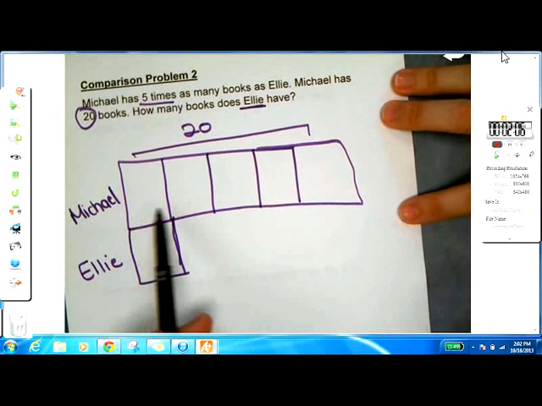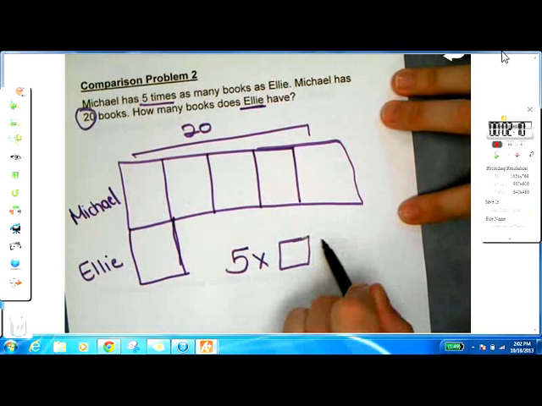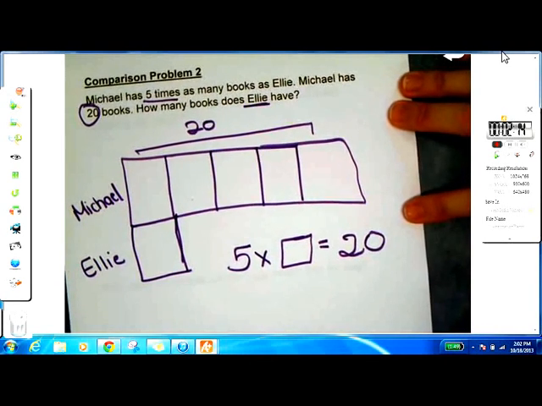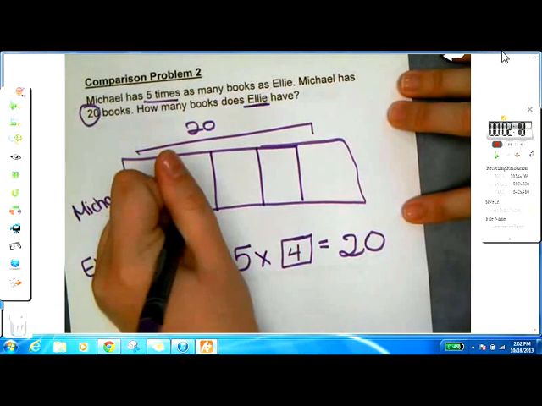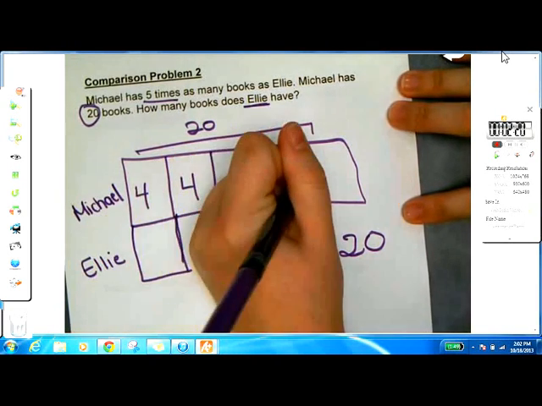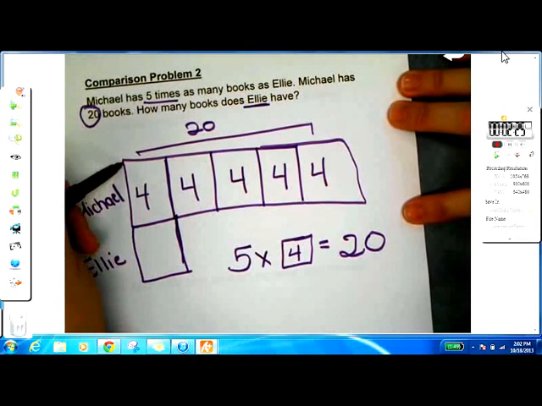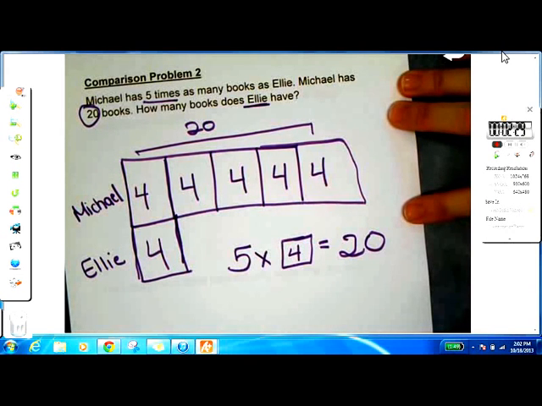We have 1, 2, 3, 4, 5 boxes times something has to equal 20 to be able to give Michael his 20 books. And that answer is 5 times 4. So every part is 4. Meaning here, where the comparison is, Ellie has to have 4 books.